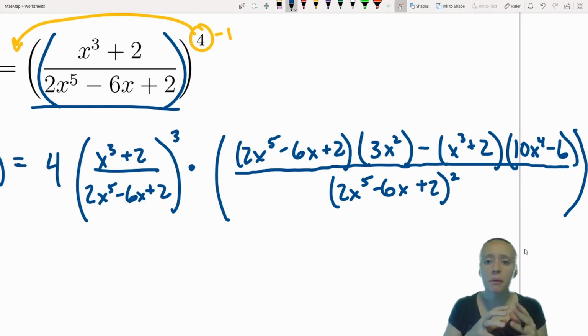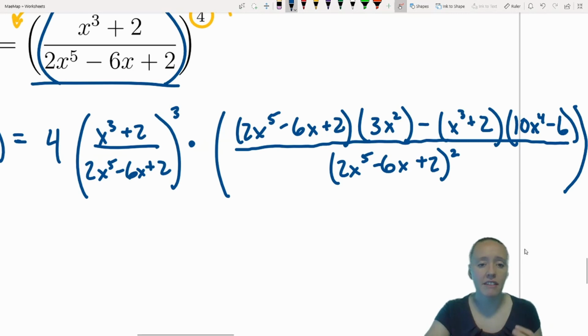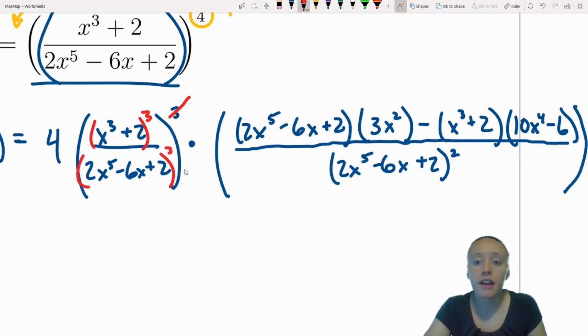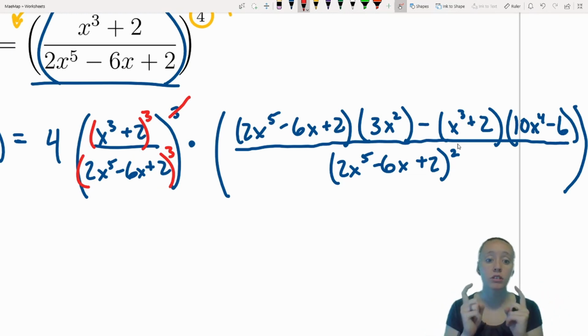Now, let's talk about how we could potentially simplify this. We don't necessarily have to write it out, but we'll think about it. Because this exponent is applied to this entire fraction, I can distribute it in. So I can distribute the 3 into my numerator and into my denominator. And when I do that, then I'm able to combine my denominators because I have 2x to the fifth minus 6x plus 2 cubed times 2x to the fifth minus 6x plus 2 squared. So I'd be able to combine those denominators by adding the exponents because it's the same base.